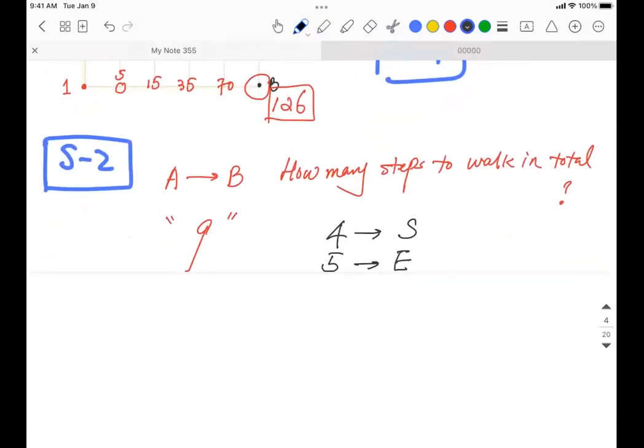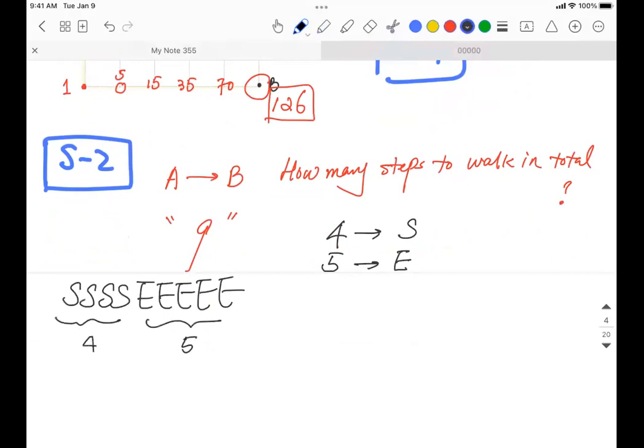Okay. So that being said, at the end of the day, you basically need to put south, south, south, south, and east, east, east, east, east. 4 south, 5 east. You can do different kinds of combinations for all of them, right? Okay, let's put it this way. Suppose all those 4 south and all those 5 east are different. I say S1, S2, S3, S4, and E1, E2, E3, E4, E5.